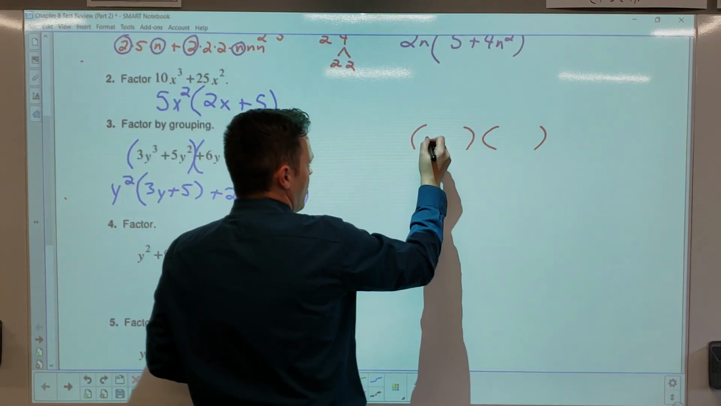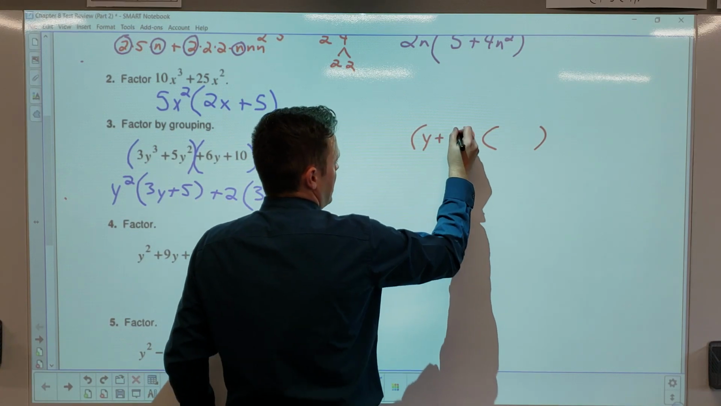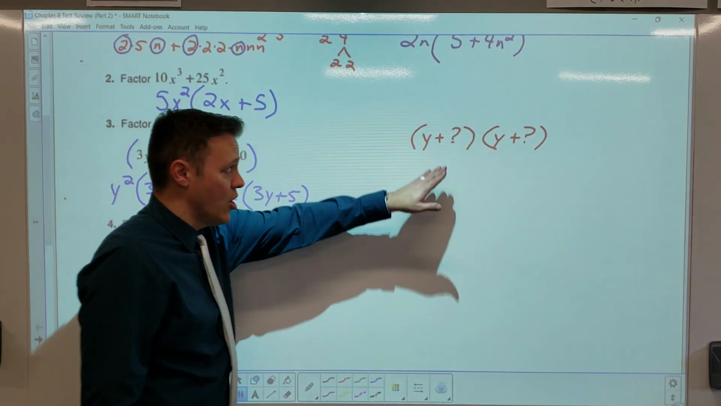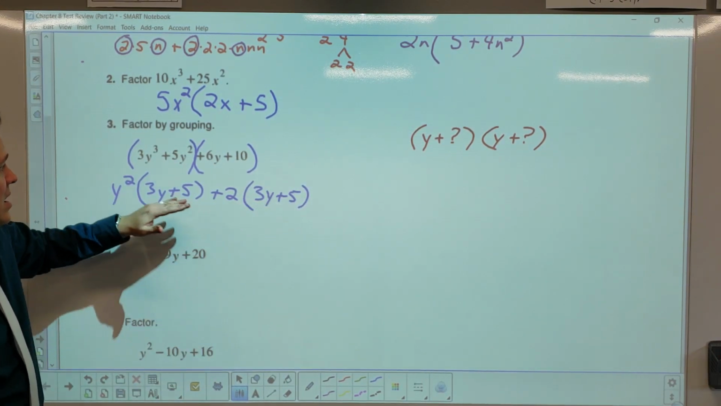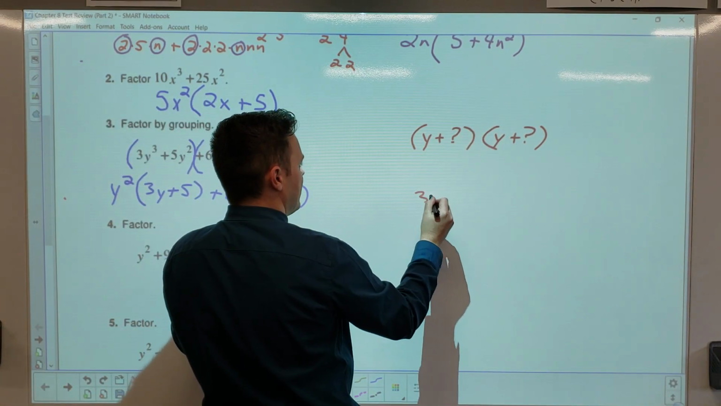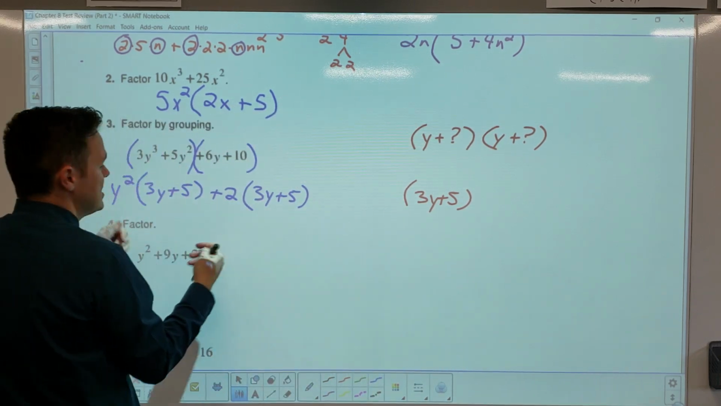And in this case, since it's a y, it's going to be y. These are pluses, so I know it's going to be y plus something and y plus something. So that's our goal to get to. Well, the good news is we have one of these. This is a duplicate, so we do have the back end here. So we do have 3y plus 5. That is one set. Now, what is the other set?